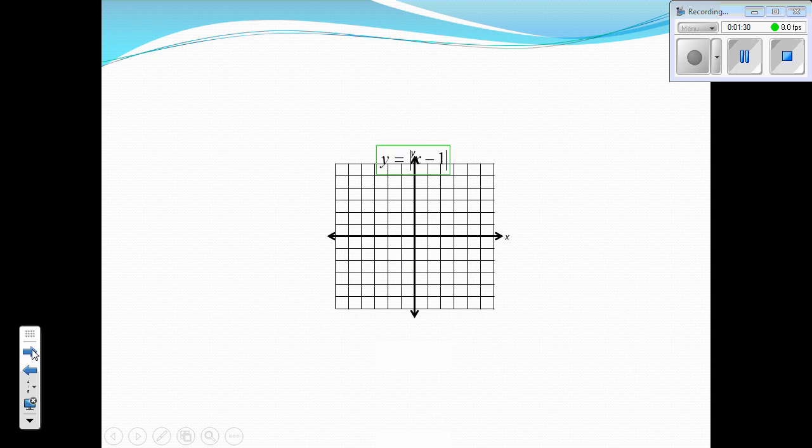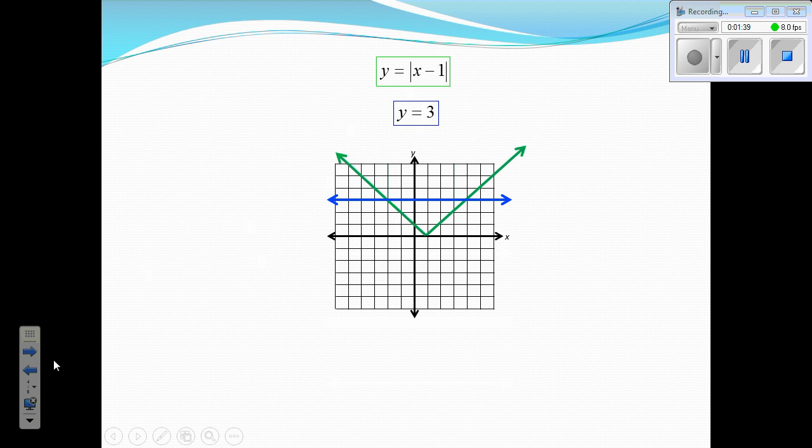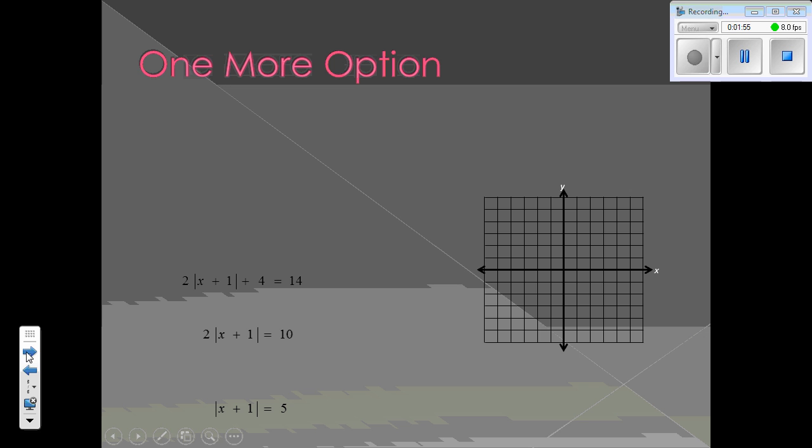So when we do that, we take our two equations. The absolute value is in green, and the right side is in blue. And you can see that the two equations cross at those 2 points. So our solution would be x equals -2 and x equals 4. We don't even have to worry about the y values because we're only solving for our x's.